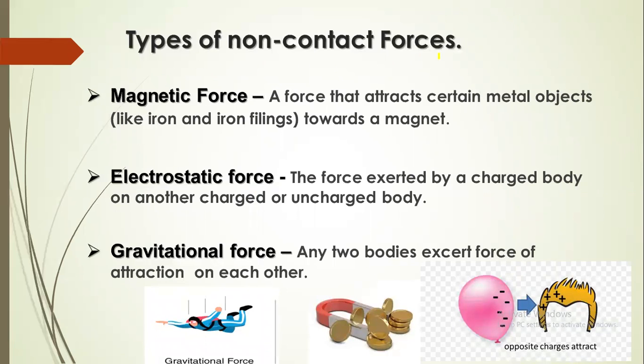Types of non-contact forces. There are three major types of non-contact forces: magnetic force, electrostatic force, and gravitational force. A force that attracts certain metals and objects like iron and iron filings towards a magnet is known as magnetic force. You can see in this diagram, the magnet is attracting all the coins without any physical touch.